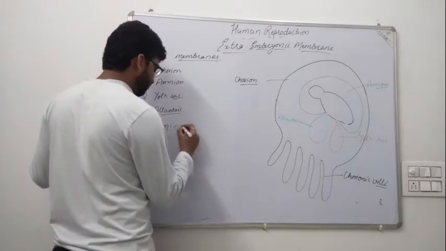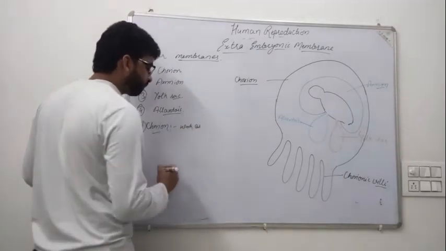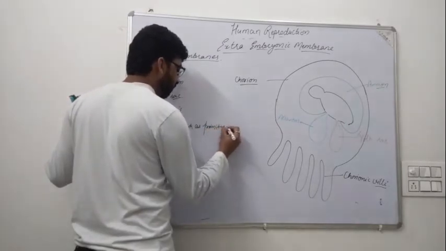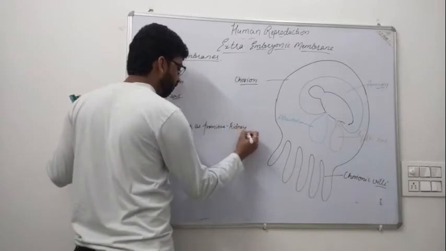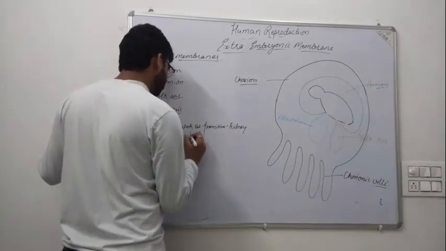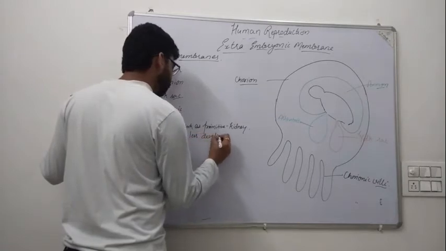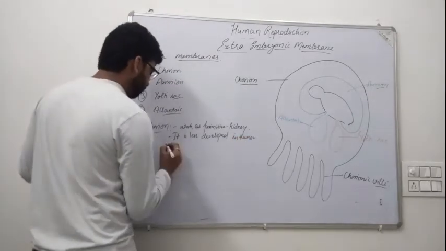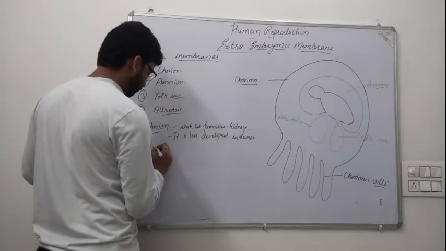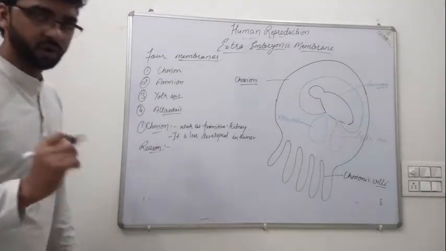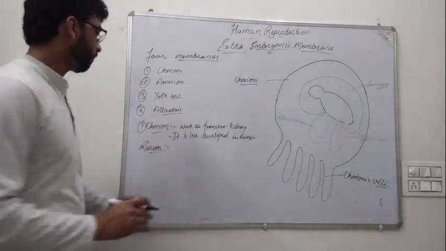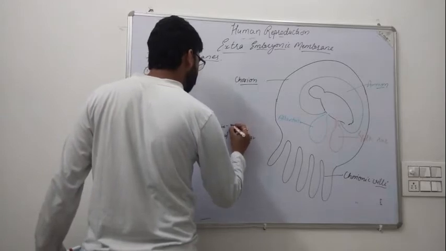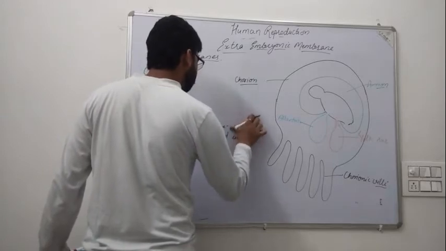It works as a primitive kidney, which is less developed in human. Reason why it's less developed in human, because all functions of a kid... It works as lungs.